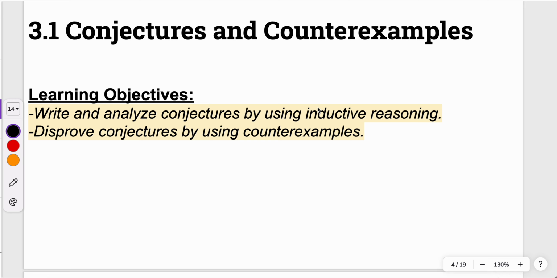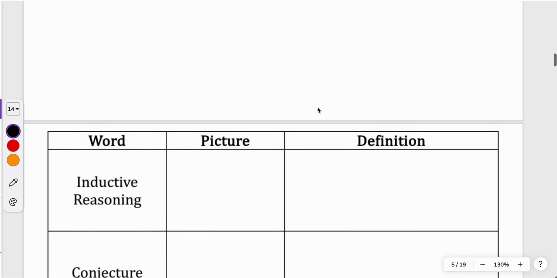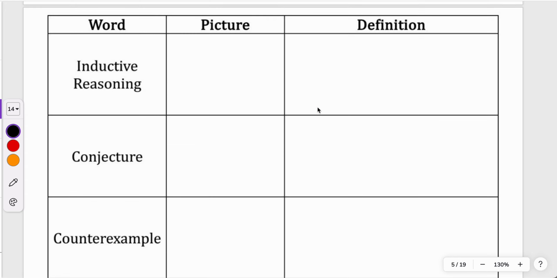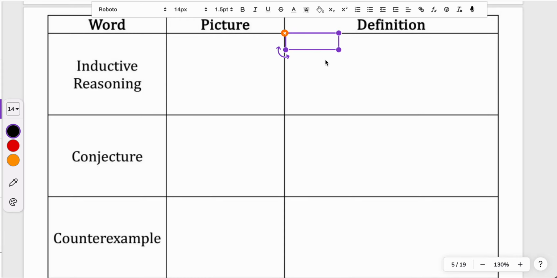So here we go. We're looking at lesson 3.1 today, conjectures and counterexamples. Write and analyze conjectures by using inductive reasoning, and then disprove conjectures by using counterexamples. There's a lot of definitions in Unit 2, starting with lesson 3.1. So give yourself some grace writing all this down. I'll try to remind you to pause the video whenever you need to write some stuff down, but we're going to start with inductive reasoning.